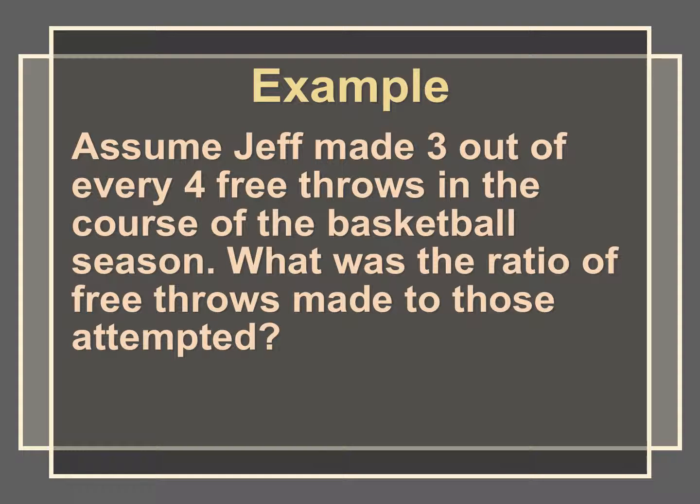Another example: we have somebody who is making basketball free throws, and let's say he makes 3 out of every 4 free throws. So if he shoots 4 free throws, he's going to make 3 of them. We want to know the ratio of free throws made to those attempted. So we want the number that he makes compared to the ones attempted. He's making 3 for every 4 attempted, so the ratio will be 3 to 4.